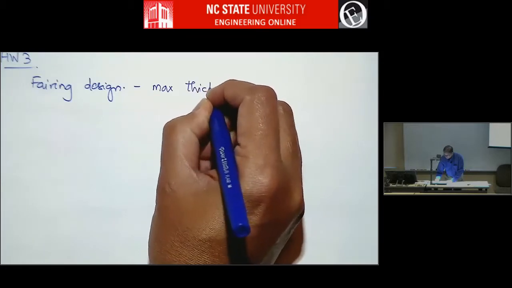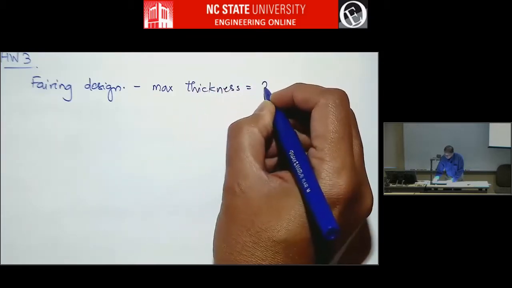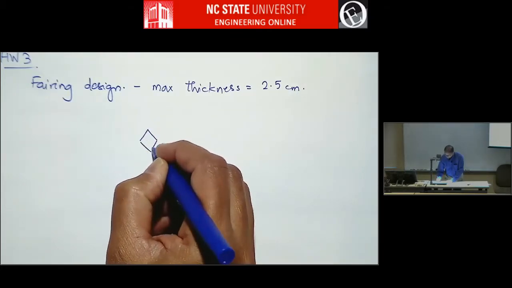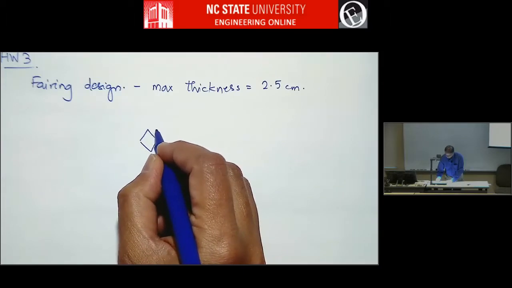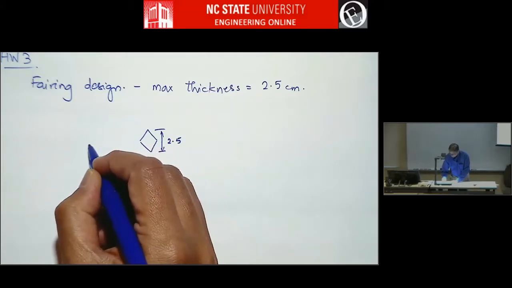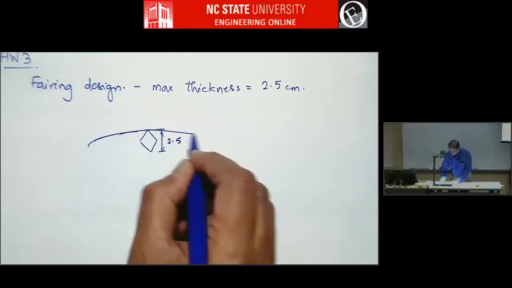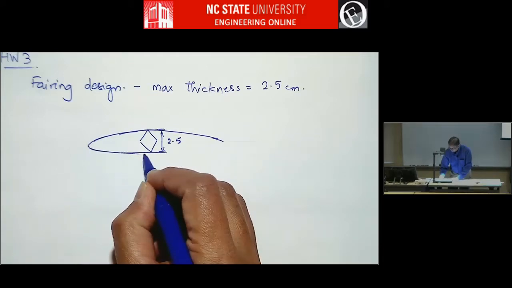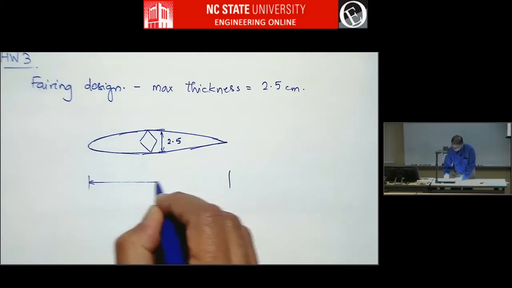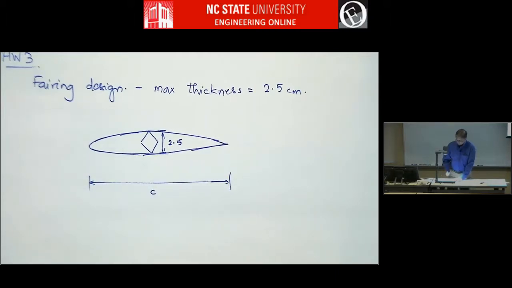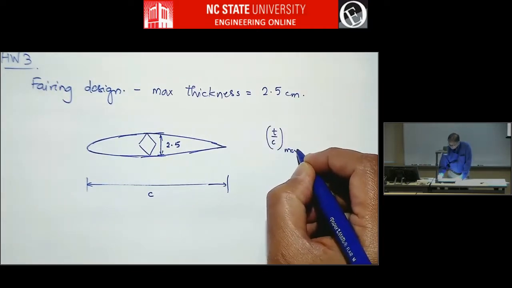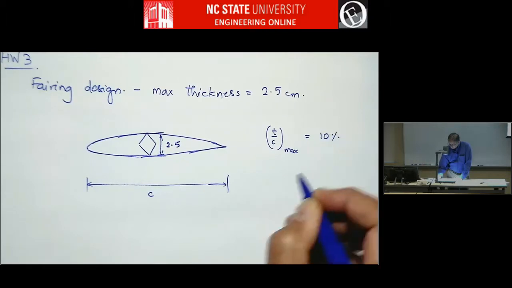Max thickness, physical thickness is 2.5 centimeters. And you have a fairing like this. This is the chord. So if T over C max equals 10%, what is the chord?